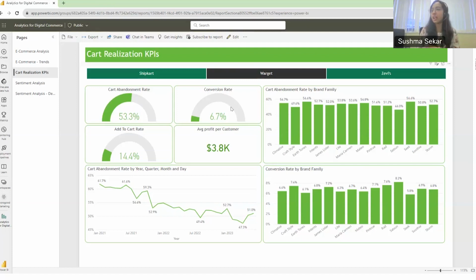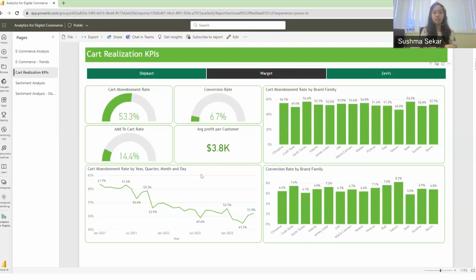Some other metrics you can look at: your conversion rate, which is the rate at which users on your e-commerce site are actually buying your product. And there's also add to cart rate, which is the percentage of visitors actually adding a product to their cart. So you can track these metrics for different retailers, brand families, and look at trends across time.